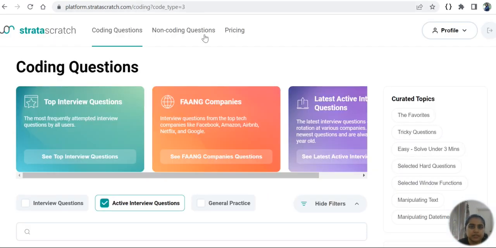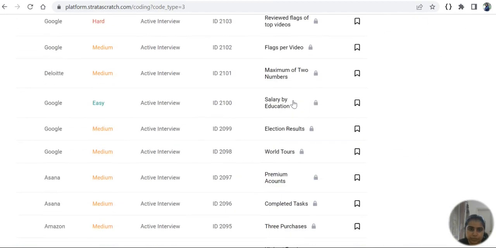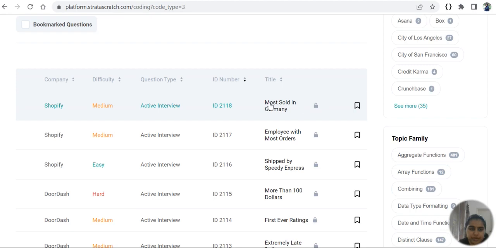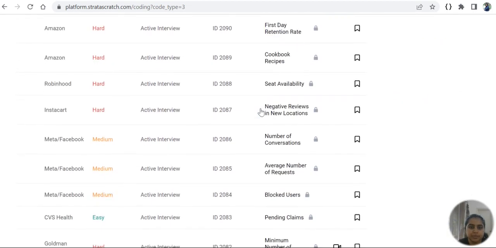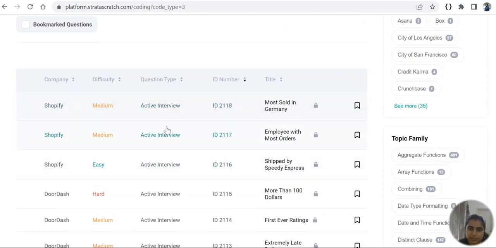Another is the StrataScratch website, which is mainly focused on data science based roles. So you can find here not just SQL, but also data science related interview questions. Here you can find the complete list of questions with all the information. Again, some of the questions are locked, so you have to buy the premium membership. But yeah, this is a good website. It has a good collection of different companies' questions.